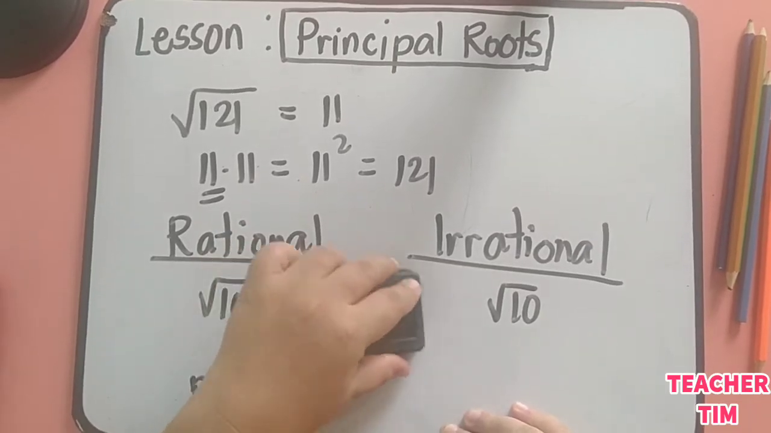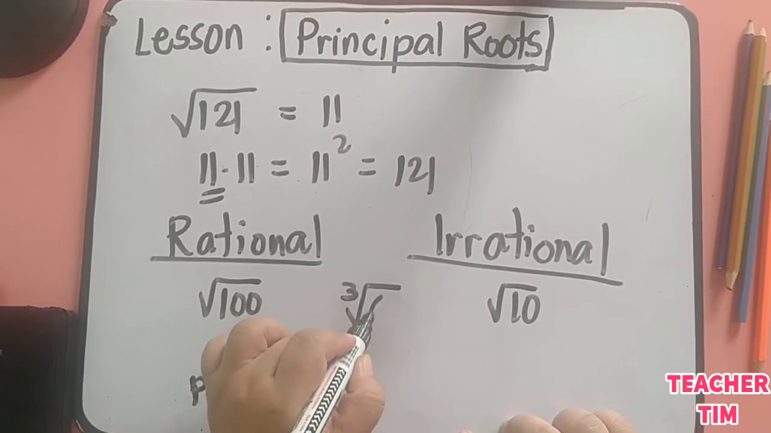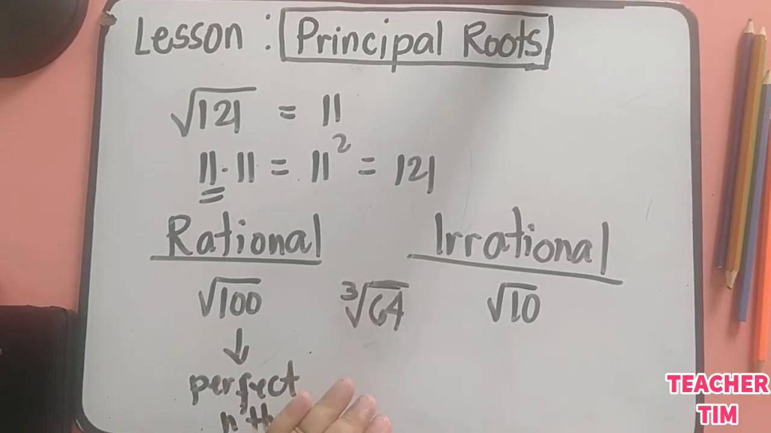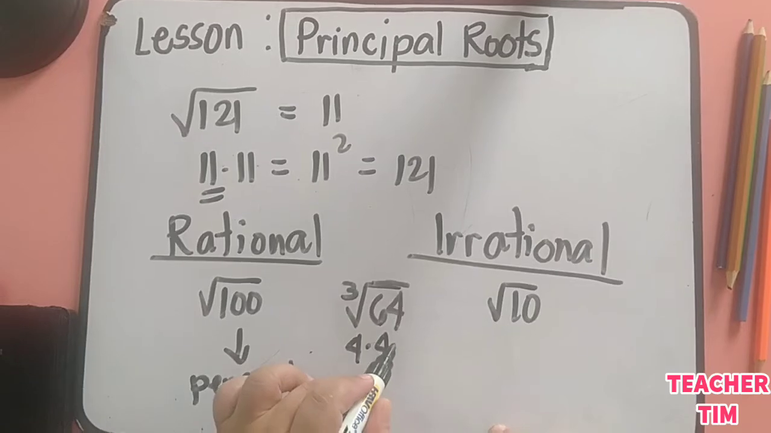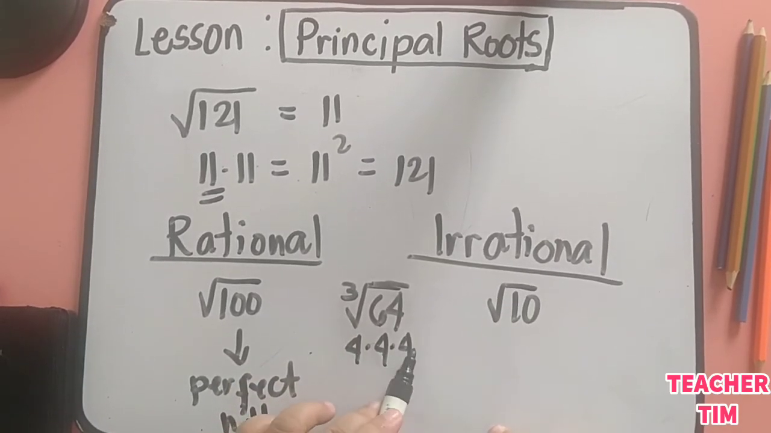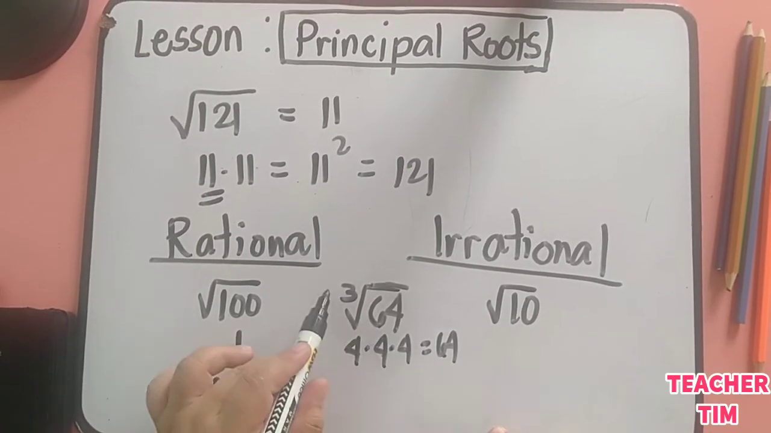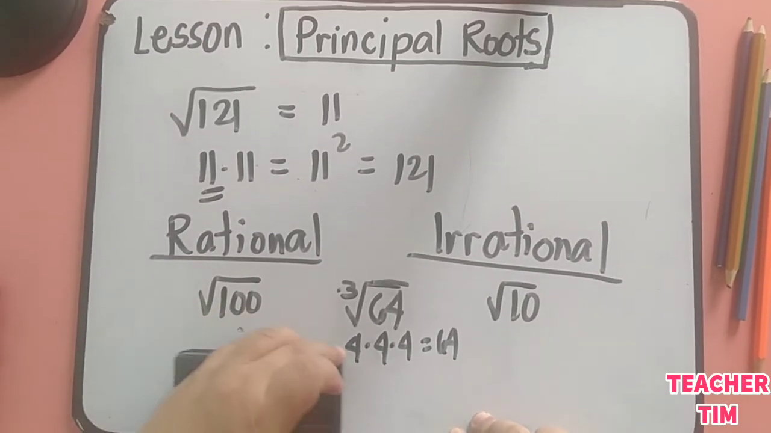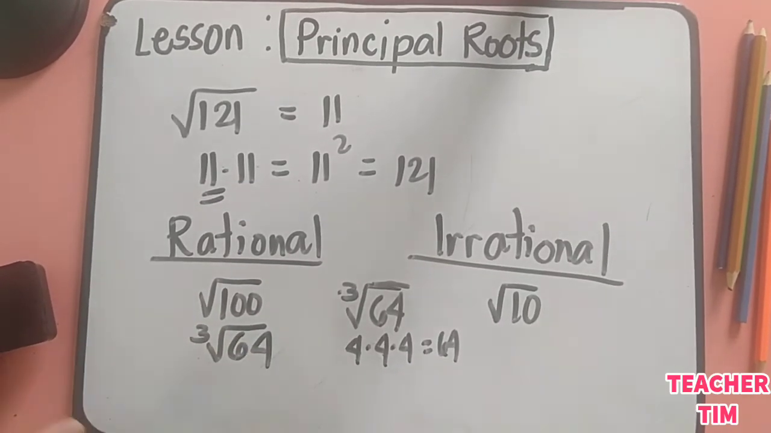Another example, how about if we have the cube root of 64? Is there any number to be multiplied by itself 3 times to make it 64? Let's see. Maybe we try 4. 4 times 4 times 4. 4 times 4, 16, times 4 is 64. It's equivalent to 64. So 64 is a perfect cube. So the cube root of 64 is considered as a rational number. So we will put the cube root of 64 here.